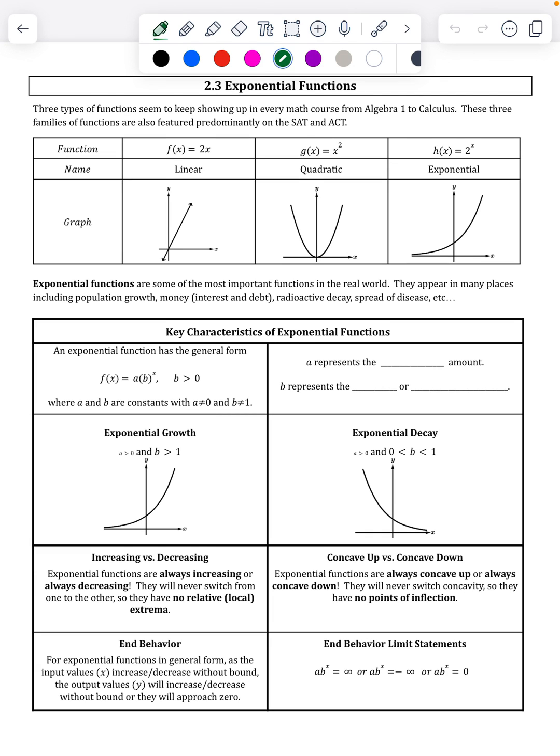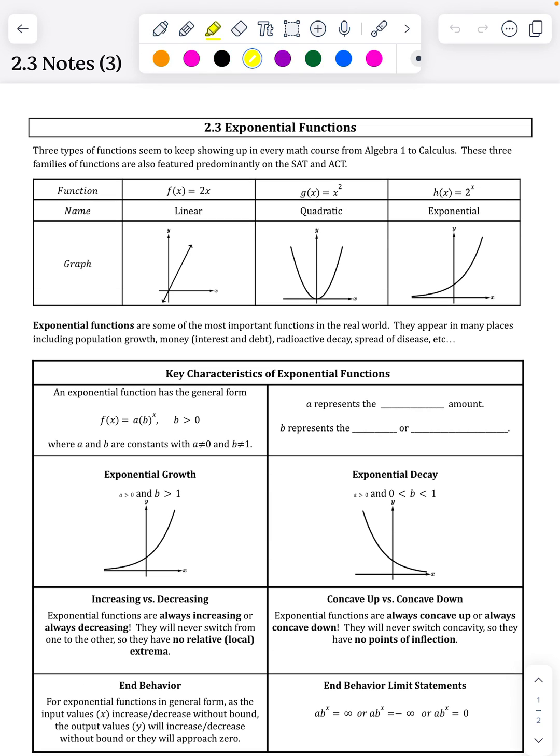Hey friends, here we are for another fun adventure in Honors Pre-Calc or AP Pre-Calc. This is not really teaching us something new, it's just kind of tying together some concepts. It does point out that the three types of functions that kind of show up in every math course are linear, we have quadratic, and we have exponential.